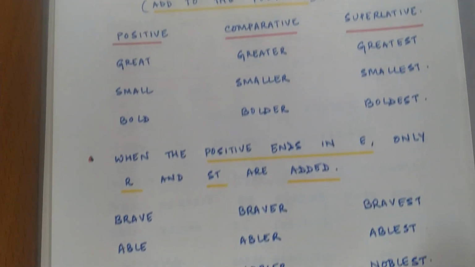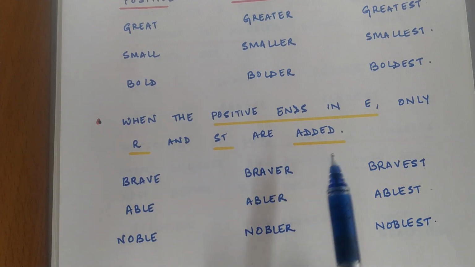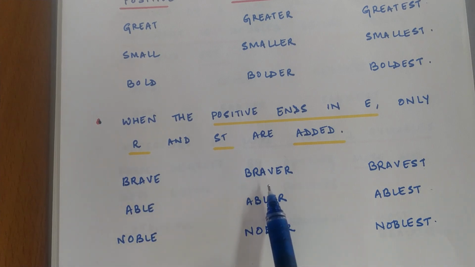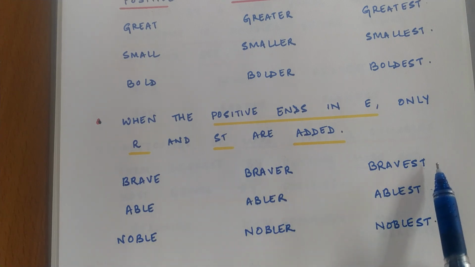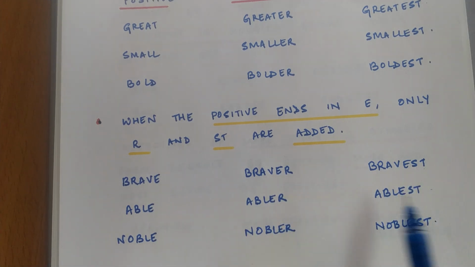Second, when the positive ends in e, only r and st are added. Now there are some adjectives, the positive of which ends in e, like brave, able, noble. All these 3 positive adjectives end in e. So for these adjectives which end in e, what do we add to form the comparative and the superlative? We add r and st. So brave becomes braver, bravest, able becomes abler, ablest, noble becomes nobler, noblest.